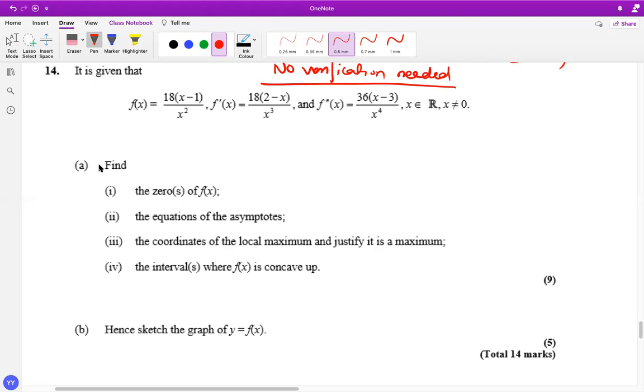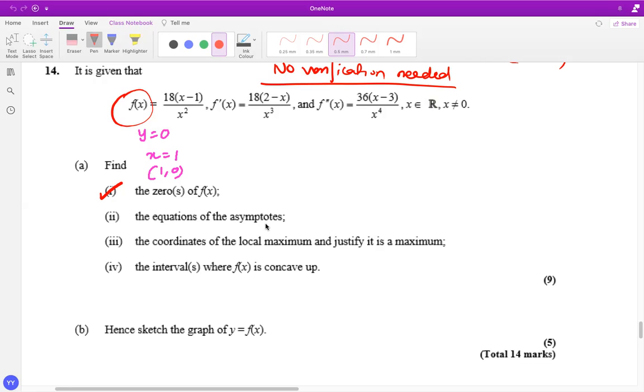Okay, so here for the first part, find the zeros of the function. You have to basically find the roots. So where is your y value? Basically 0. So you get x is 1 at that point. So there's only one root, that's (1, 0).